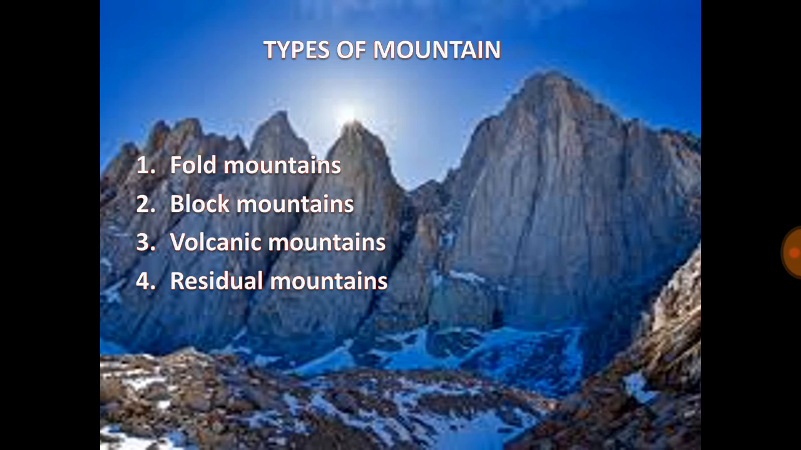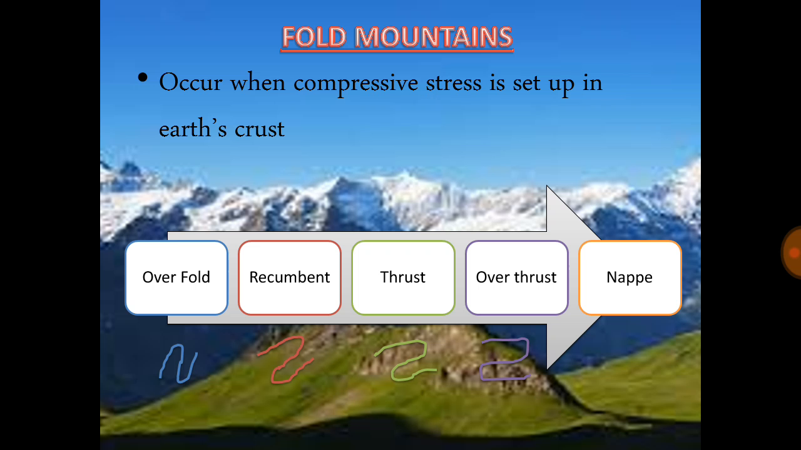Now, types of mountains. When these tangential forces act on the earth's crust, these types of mountains will form: fold mountain, block mountain, volcanic mountain and residual mountain. So we'll start with fold mountain. Now the fold mountain will occur when a compressive stress is set up in the earth's crust.